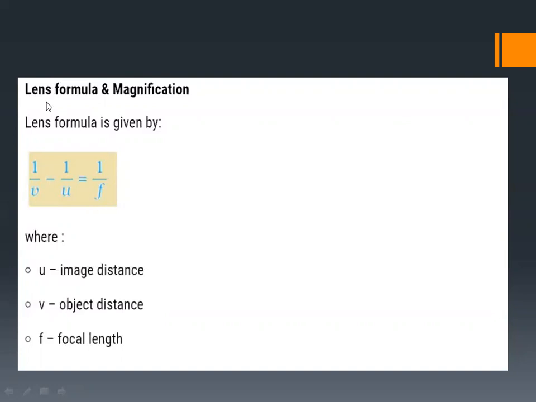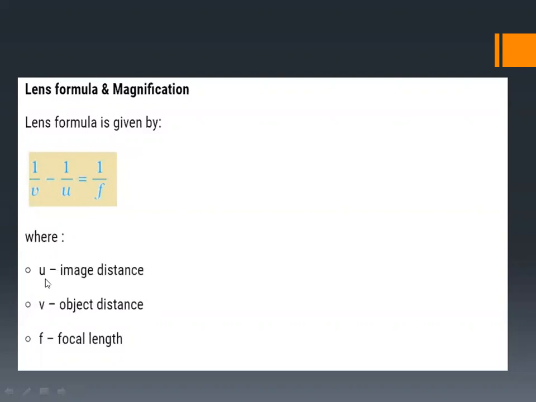In the lens formula, the only difference from the mirror formula is 1 by V minus 1 by U. In the mirror formula, it will be plus. In the lens formula, it will be minus. That is the only difference between the mirror and the lens formula. The rest of everything is the same. 1 by V minus 1 by U is equal to 1 by F. That is what the lens formula is all about.